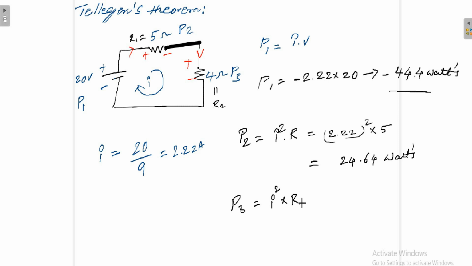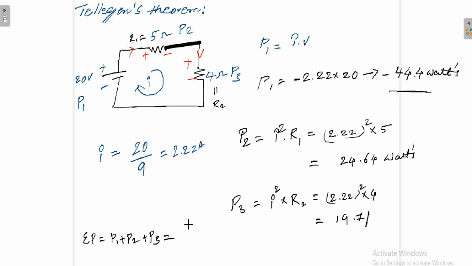So I square into R2, I square into R1. What is I? 2.22 whole square into 4. So which gives you 2.22 into 4. That gives you 19.71.